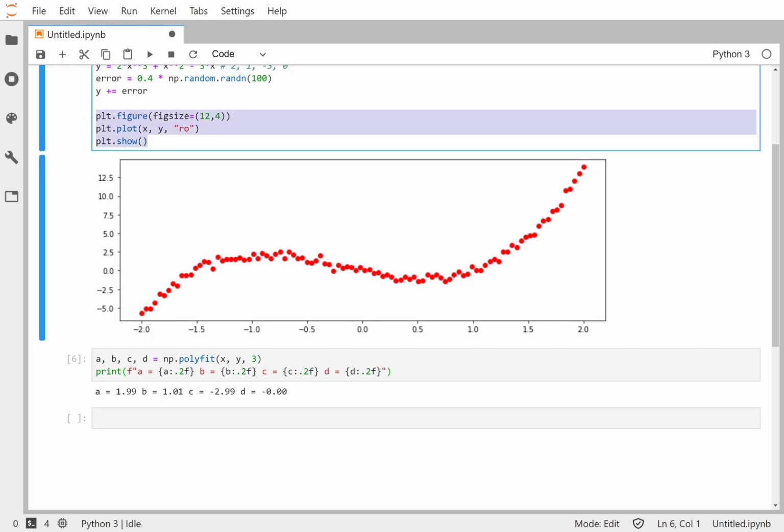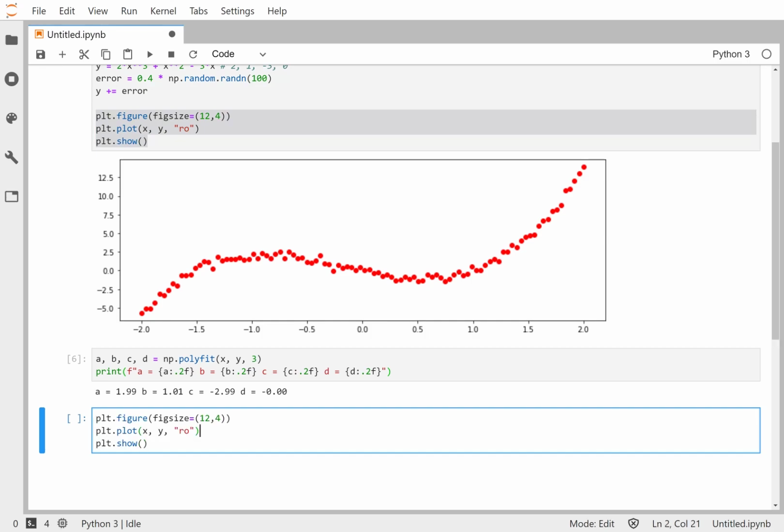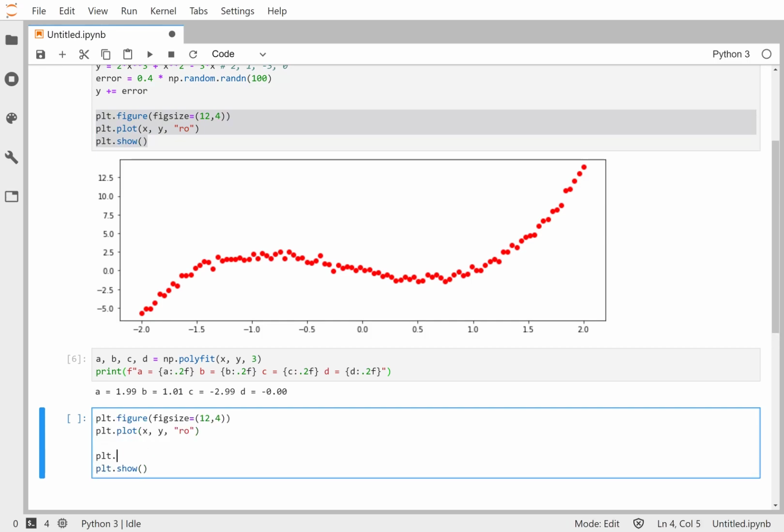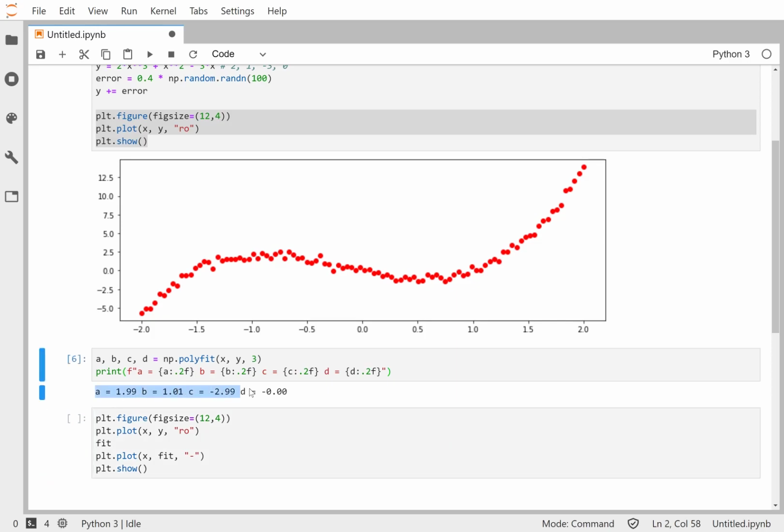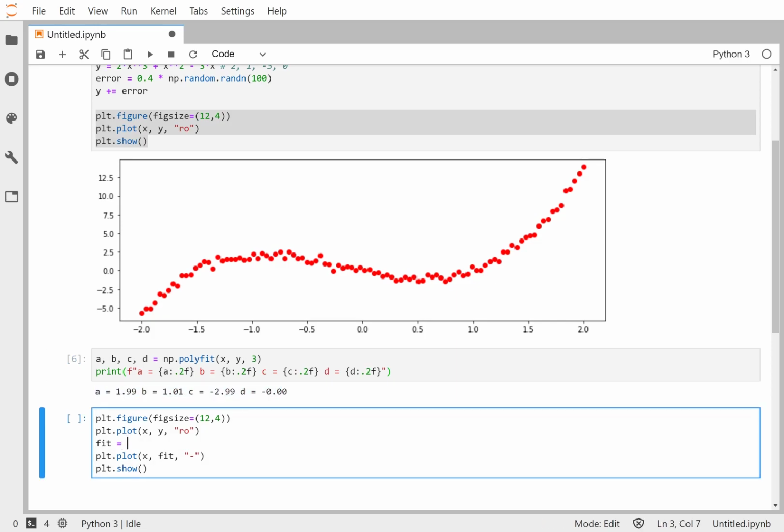I'm going to copy the plotting code. And then in here, we want to plot our fit. So it'd be something like plot x versus the fit to our data, and we'll do some kind of solid line, probably default to blue. Now for fit, since we know a, b, c, and d, we can just plug those here into our function. So we could do a times x cubed plus b times x squared plus c times x plus d. Okay, let's see what that looks like.